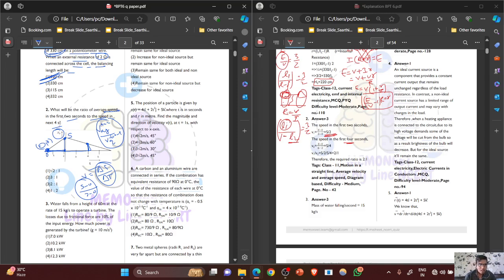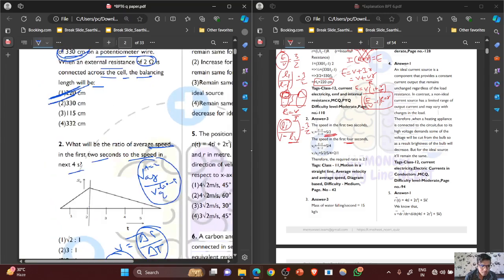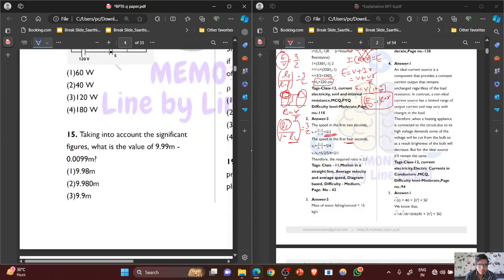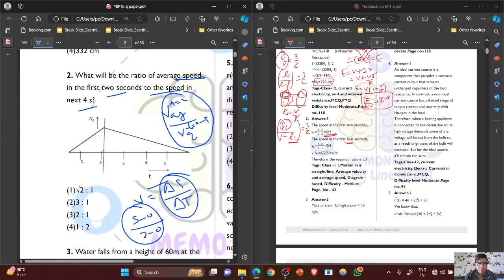For the first 4 seconds, I think something is missing, so let me erase it and then we can understand it here. What will be the ratio of average speed in the first second? Okay, it is t equal to 0, and on the y-axis suppose this is some value s, but we don't know the value at t equals 4. At t equals 4, the total distance covered goes in this way and this way. Total distance is like this.